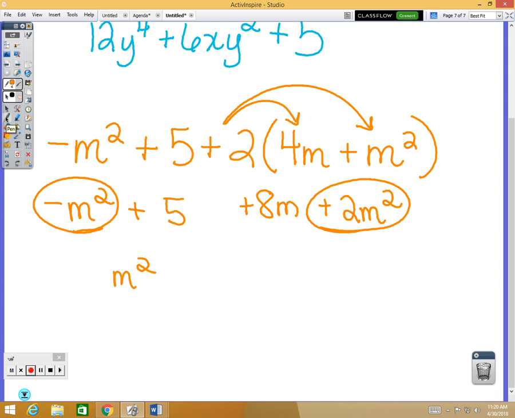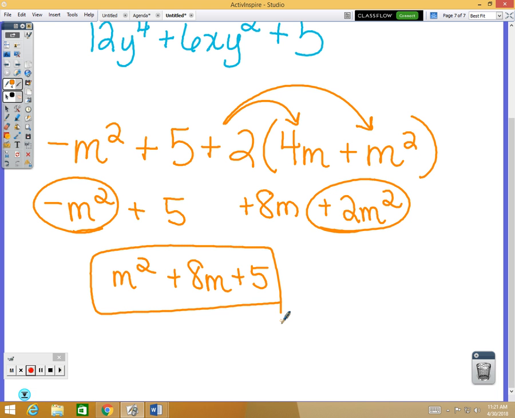Alright, and then what's next? 8m, and then 5. And you're done. So this, technically, even though it started off as more than 3 terms, is now 3 terms, or 3 monomials, so it would be called a trinomial, and it would have a degree of 2, because that is the highest degree.